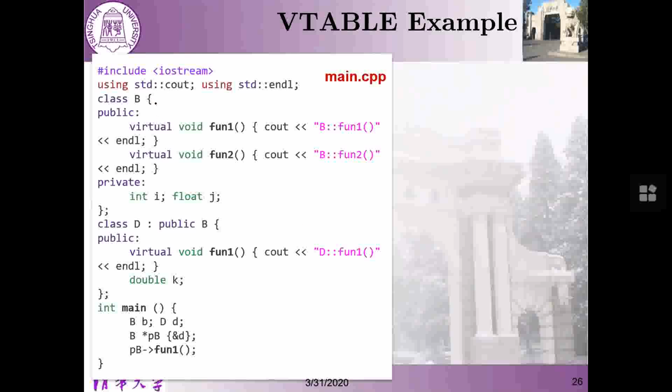So we have this class B, and this is the base class. And then these are the virtual functions, and there are two variables. We have a derived class, which follows the is-a relationship, public inheritance, and then we override one function. Right?